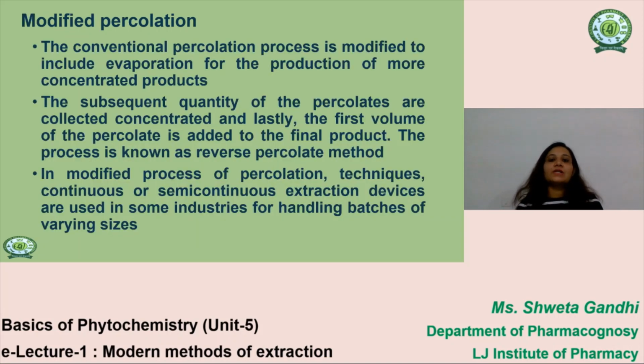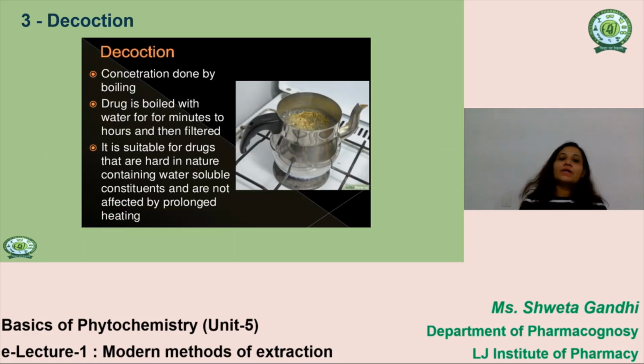The conventional percolation method means simply moistening the drug with the help of solvent. Now after percolation, we also use reverse percolation. We will mix the two filtrates, the first collected filtrate and the last collected filtrate. This is reverse percolation. Nowadays, we are also using the modified percolation method. In the modified percolation method, evaporation is used for the production of more concentrated products. We evaporate the collected filtrate to get more yield.